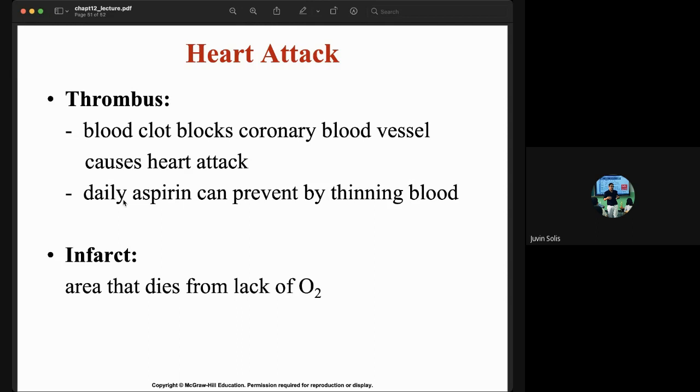Heart attack here. Okay, this one is the one I was talking about a while ago. So what we have here, your thrombus. Thrombus is a blood clot that blocks your coronary blood vessel. This one, it will cause the heart attack kasi yung flow ng blood natin is not consistent. Kumbaga may blockage. That is the thrombus. So daily aspirin can prevent it by thinning the blood. So we have here the infarct, or sometimes we call it infarction. This is the area that dies because of the lack of oxygen.